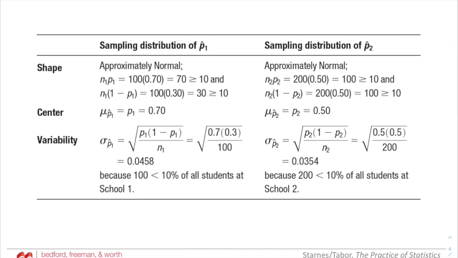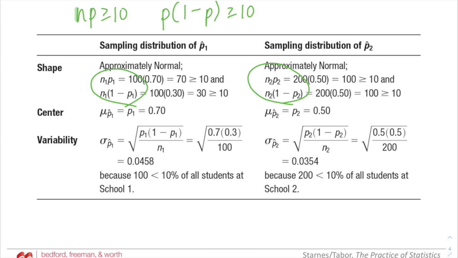So just looking at the shape, center, and spread of them individually, remember your normal condition is that n times p is greater than or equal to 10 and n times 1 minus p is greater than or equal to 10. Well, now you have to do it for both groups. Then you have your formula for the standard deviation. You must do it for both. And you have your 10% condition. Do it for both. So you just doubled your conditions, really.